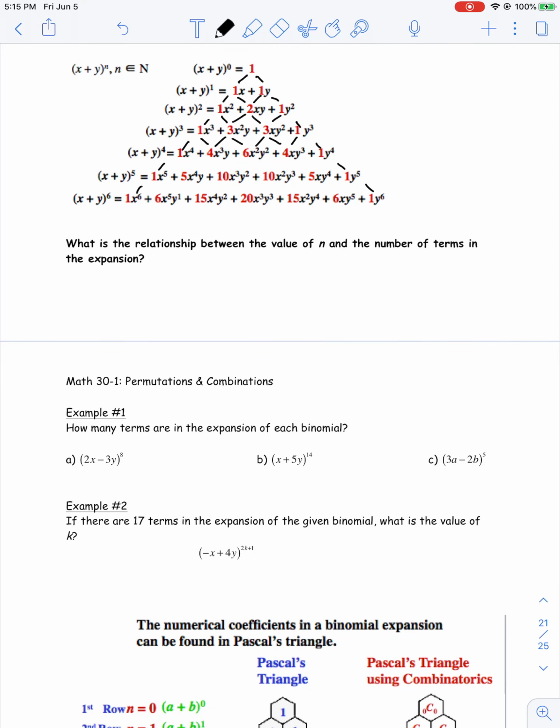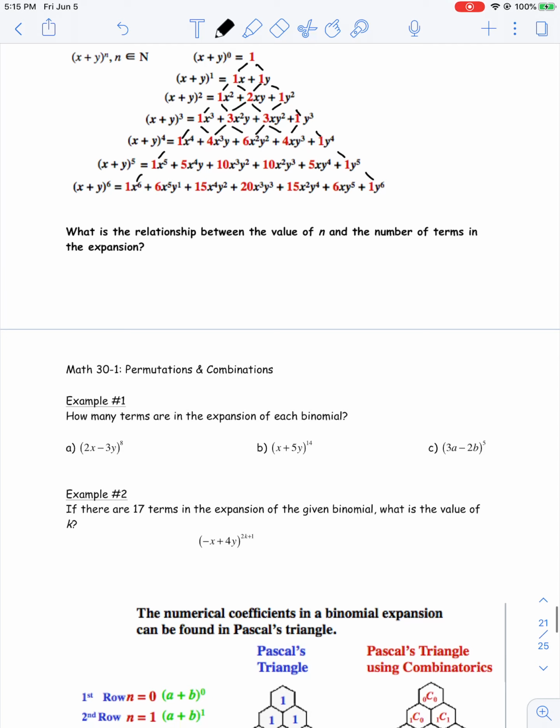So we have this kind of pattern that can help us write out the expanded form of a binomial squared, or a binomial to the power of 5, or a binomial to the power of 6. So this can make life a lot easier if we figure this out. So they're saying, what is the relationship between the value of n and the number of terms? If you look, our value of n is 0 in the first one, and our number of terms is 1.